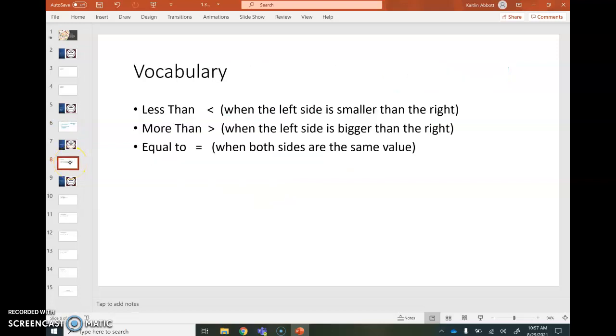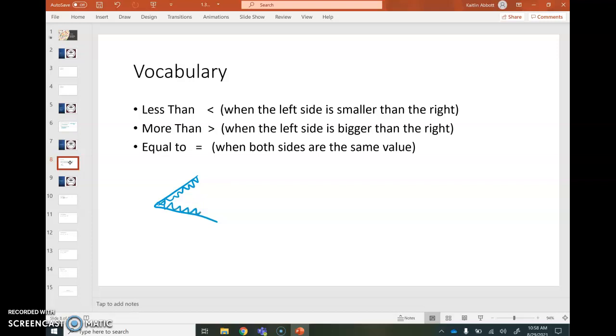And here's your vocab. Remember, less than looks like this symbol, and it's used when the left side is smaller than the right. More than is when the left side is bigger than the right, and equal to is when both sides have the same value. Remember back from like 3rd or 4th grade, they showed you that big alligator.